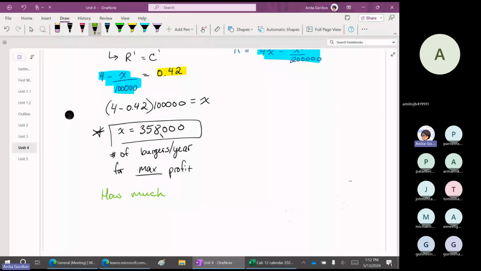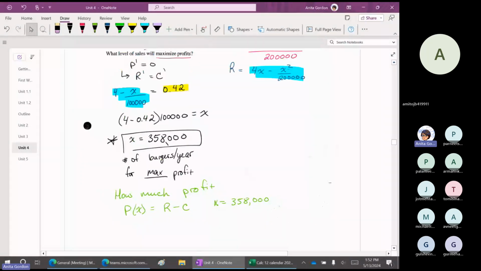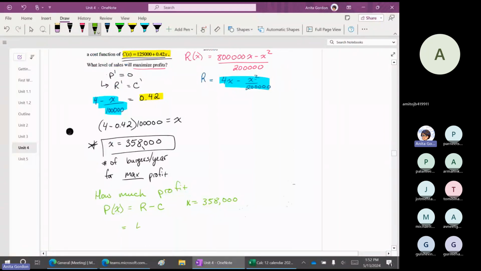Yeah, now I need to use the profit function, right? How much profit will he make? Well, I need to do P of X equals R minus C. And then I input X equals 358,000, right? So let's zoom out here and see what my R function is. 4, 3, 5, 8, 1, 2, 3, minus 3, 5, 8, 1, 2, 3, all squared over 2,000. Not 2,000, sorry, 200,000.